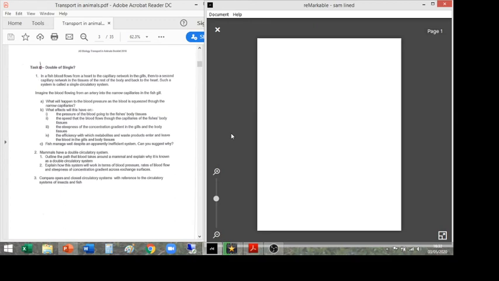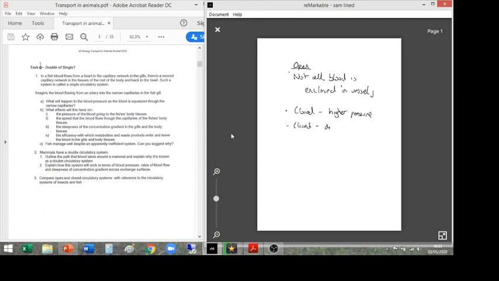For 3, comparing open and closed systems with reference to circulatory systems of insects and fish. All we're really looking there is, guys, the idea of open: not all blood is enclosed in vessels. And closed, it would be all the blood is enclosed in vessels. The other sort of comparison is probably the idea of pressure. So closed would have a much higher pressure because it's being forced through a singular tube.